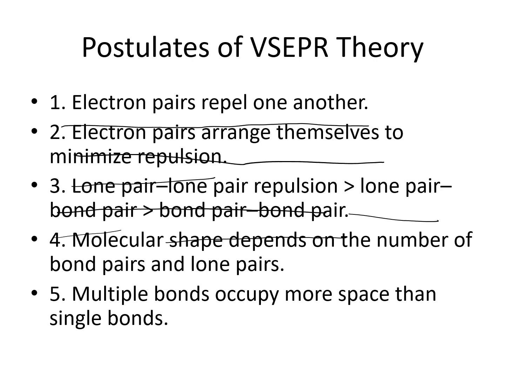Now the fourth postulate is that molecular shape depends on the number of bond pairs and lone pairs. Anyone in the class who can tell me what a lone pair is? Okay, lone pairs are those pairs of free electrons which do not participate in bonding. Let's take the example of NH3 again.